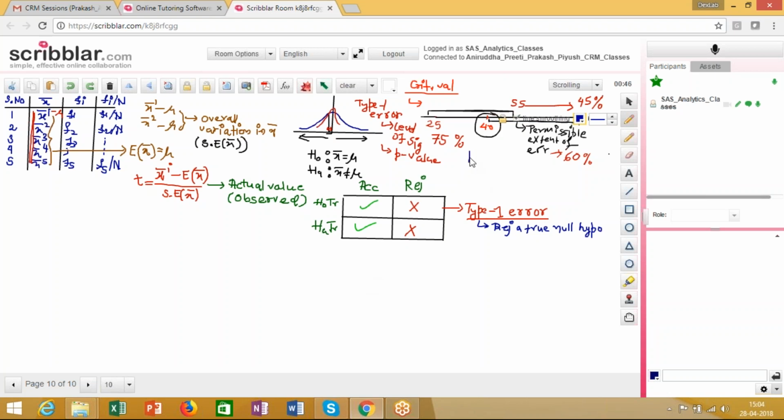So the probability of type 1 error is called the level of significance. This is called the level of significance. And this is a prescribed level of committing a type 1 error.